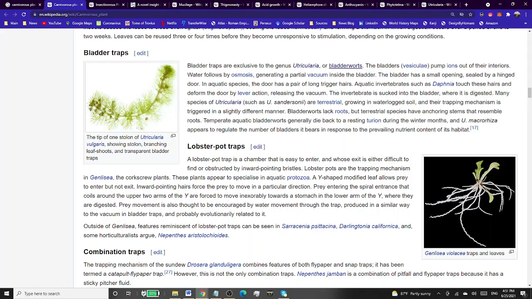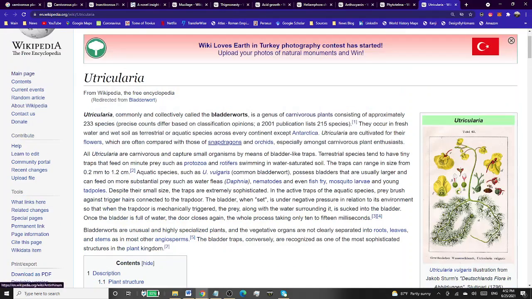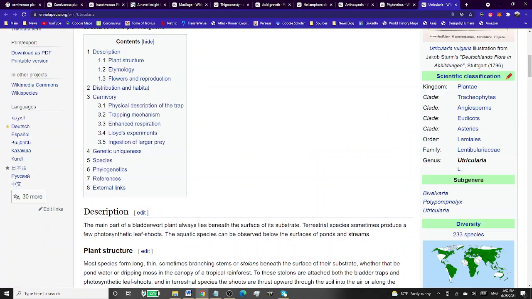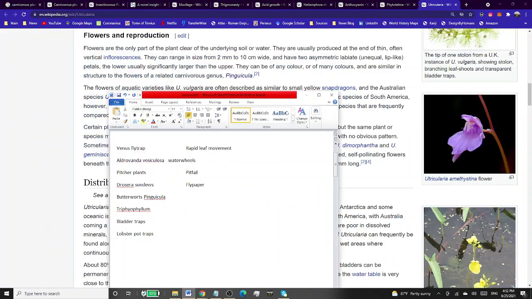And because of the vacuum, they literally suck you in because it's more pressurized, and they can suck you in like this. Wow. Not a great place to be. Got our bladderworts with us.